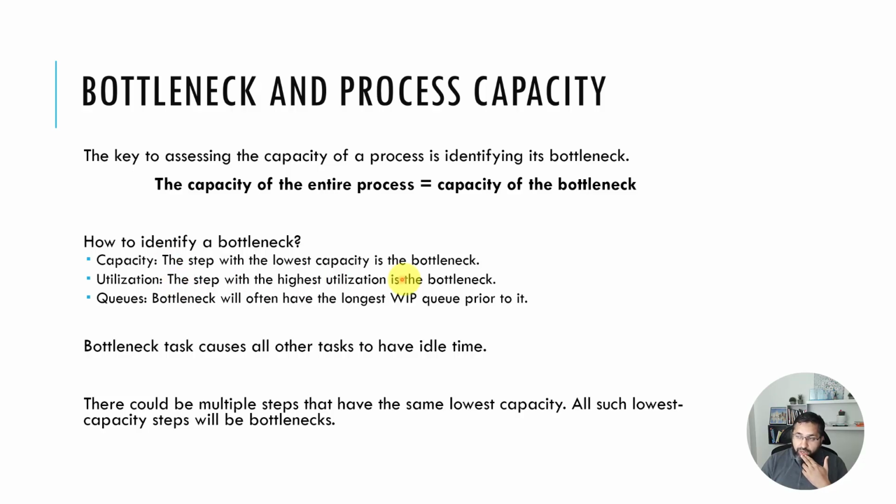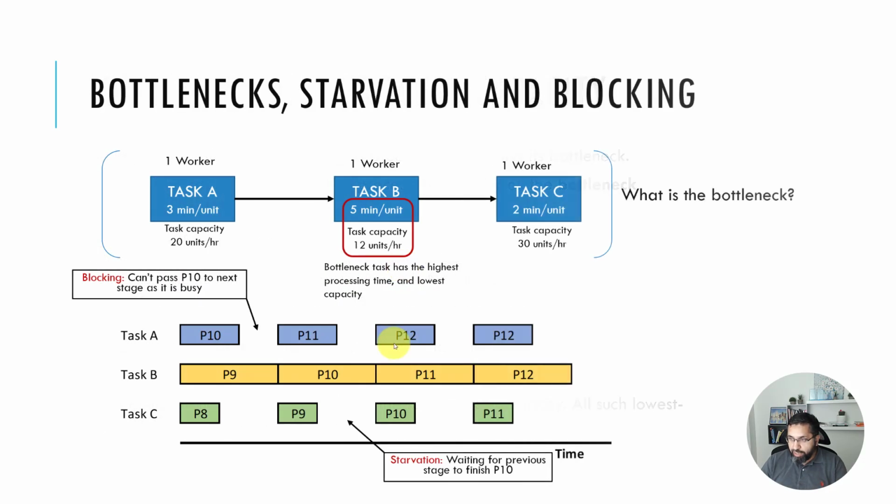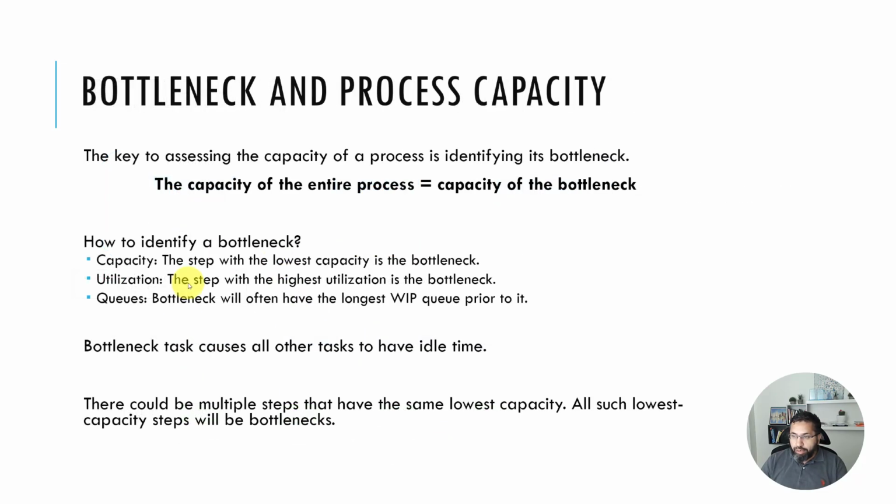Utilization: the step with the highest utilization is the bottleneck. If you look at this diagram, notice that task B has no idle time. It's working through and through. P9, then P10, then P11, then P12. There's no free time for task B. Its utilization is 100%. Whereas task A and task C have less than 100% utilization because they get this free time when they're blocked or starved. They're not doing anything. Okay, so the bottleneck will be the step with the highest utilization.